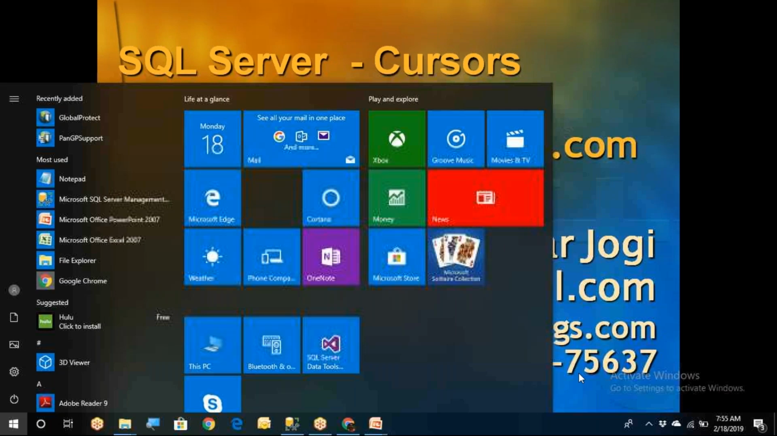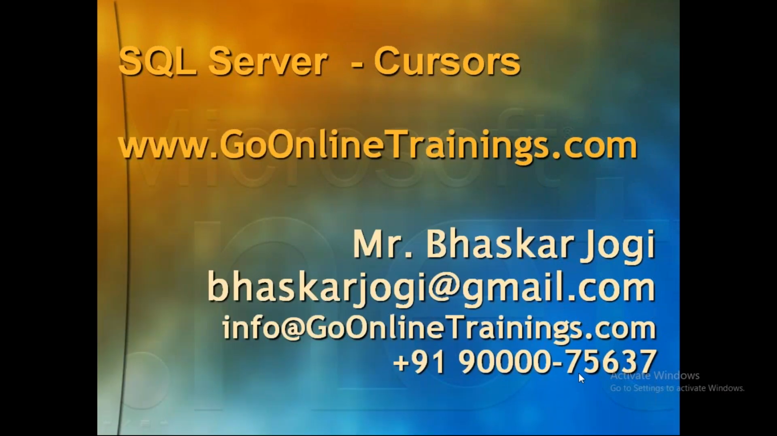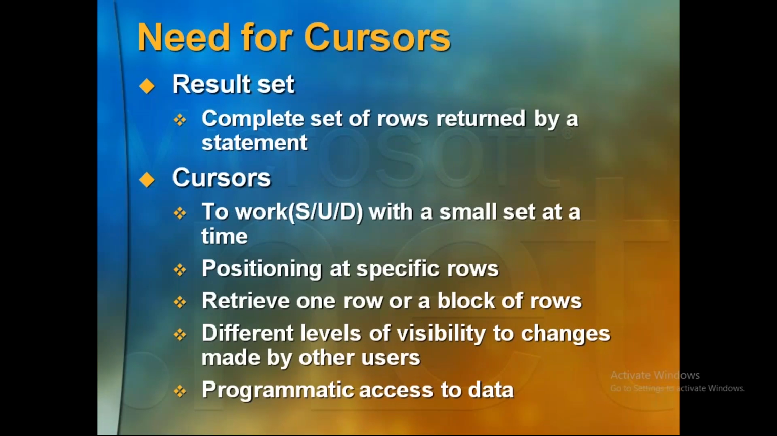Now, let us understand. The need for cursors is this: a result set is a complete set of rows returned by a statement. Cursors are used to work with select, update or delete on a small set at a time, positioning at specific rows, retrieving one row or a block of rows at a time, with different levels of visibility to changes made by other users, and programmatic access to the data. Clear? So these are the things about cursors.